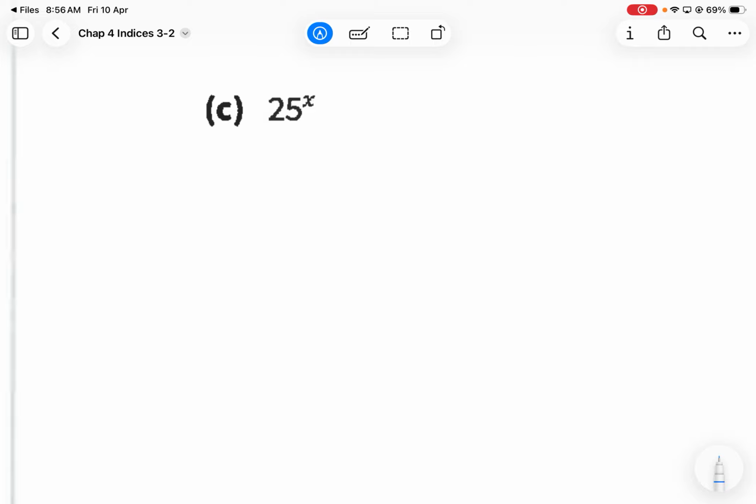See, you try yourself lah. What is 25? 5 times 5. Yeah lor. So it is actually 5 square. So do this one, is it like this? Yes. Then this one.